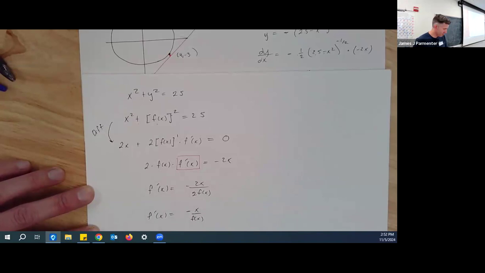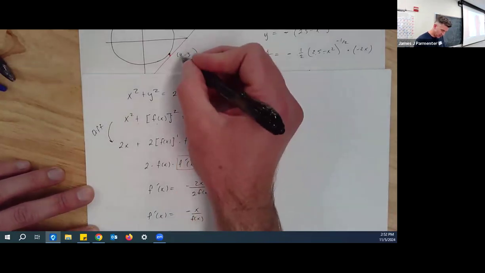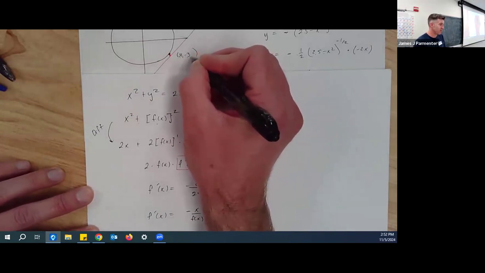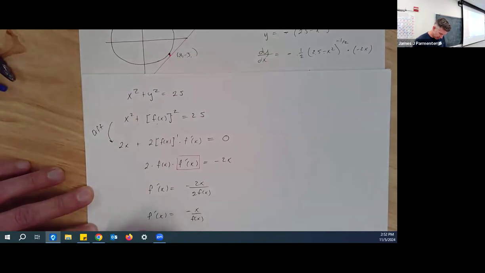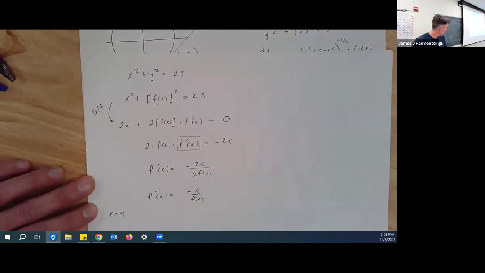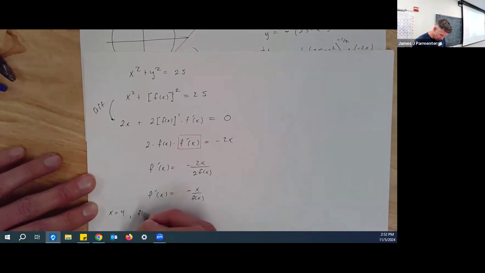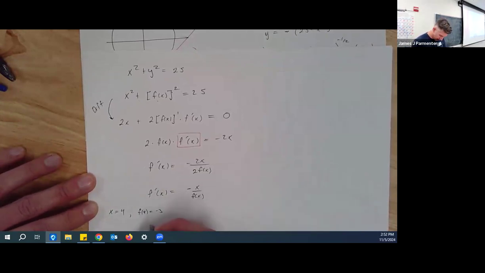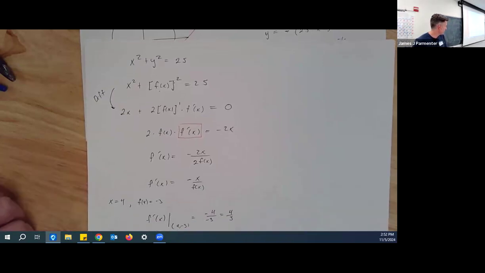And then we look back at our circle, which has the point x comma y, where x is 4 and f of 4 is negative 3. If I plug in x equal to 4 and f of 4 equal to negative 3, I get that my f prime of x evaluated at the point 4 comma negative 3 is going to be exactly negative 4 over negative 3, which is positive 4/3. Just like it was before.